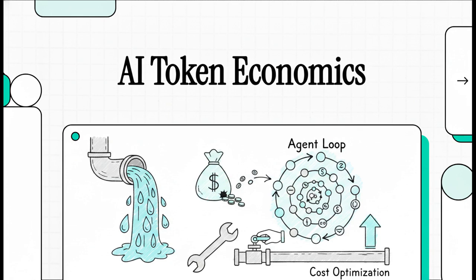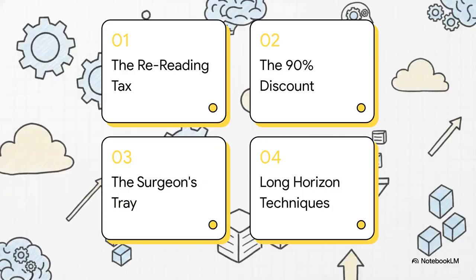Today we're diving into a hands-on manual drawn straight from Paul Ranjan's Token Economics. We're going to explore exactly how to fix the root cause of these massive charges and unlock the absolutely most powerful cost optimization levers out there. Okay, let's dive right into this.